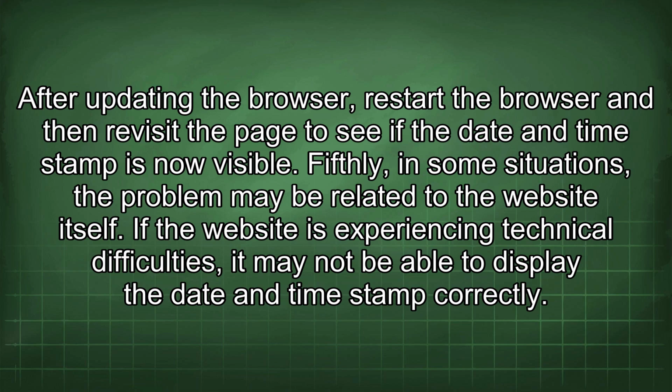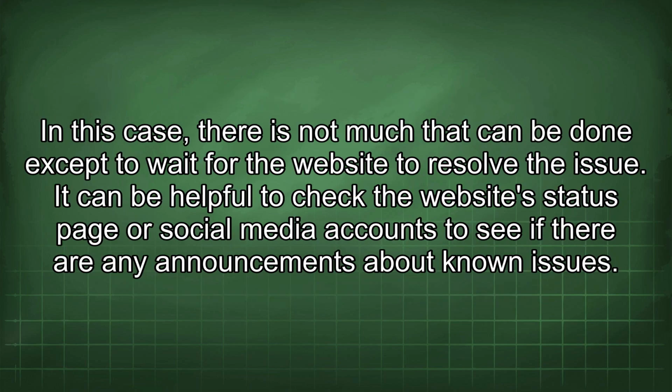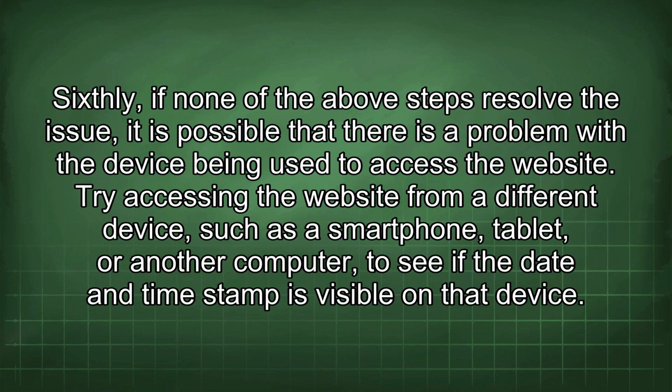If the website is experiencing technical difficulties, it may not be able to display the date and timestamp correctly. In this case, there is not much that can be done except to wait for the website to resolve the issue. It can be helpful to check the website status page or social media accounts to see if there are any announcements about known issues. Sixthly, if none of the above steps resolve the issue, it is possible that there is a problem with the device being used to access the website.